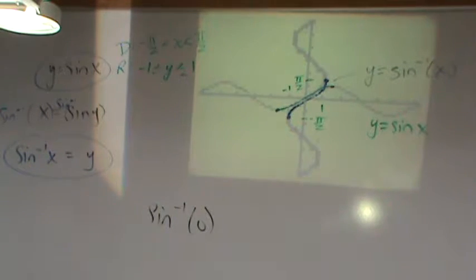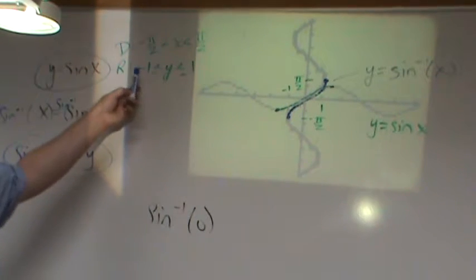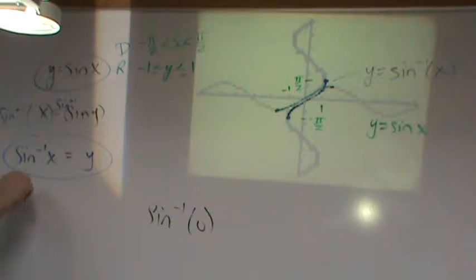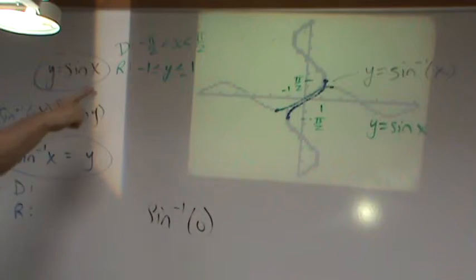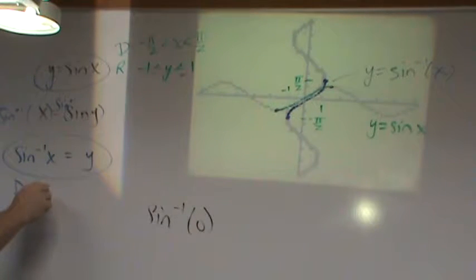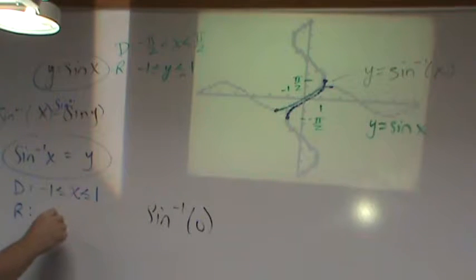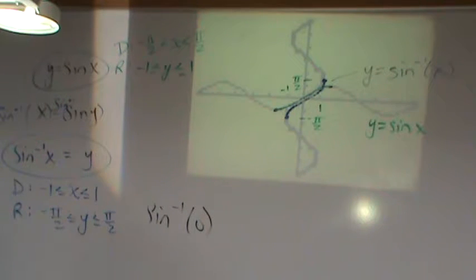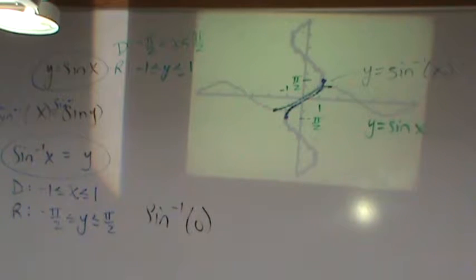And because I've designated that as the domain and the range of my sine, so that my sine can be 1 to 1, that means that the domain and range of my inverse sine are reversed. The domain of the inverse sine is going to be from -1 to 1, and the range is going to be from -pi/2 to pi/2. And the same sort of thing happens for cosine and tangent, but I'm just going to do sine for now.